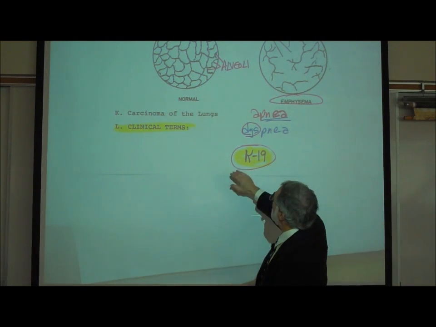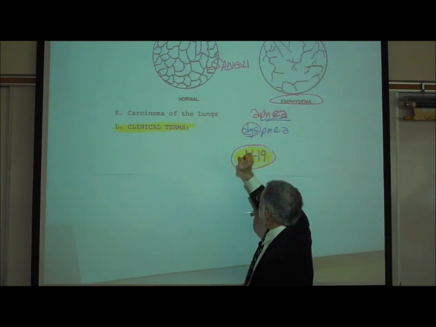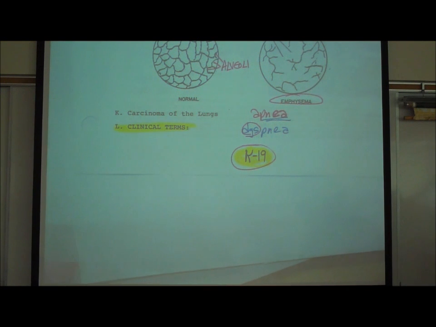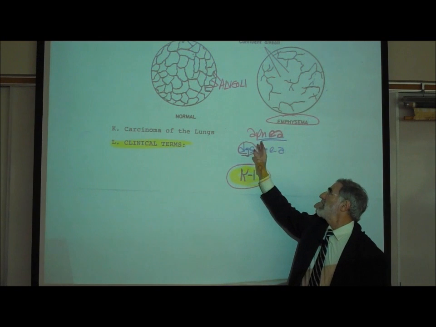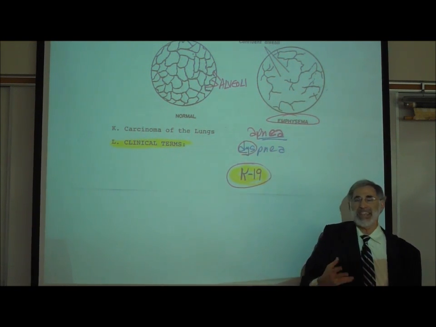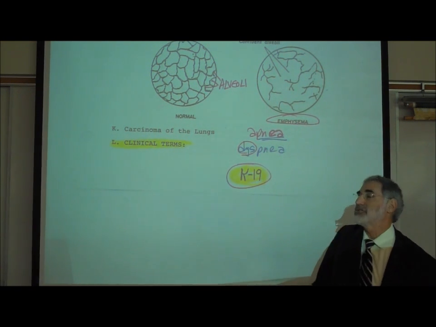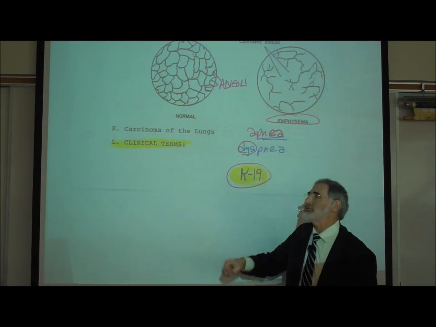One last term under clinical terms, apnea. Now, if pnea means to breathe, as in the word dyspnea meant difficult breathing, apnea, when we have the prefix a or an in front of a word, that means without. So apnea means without breathing.